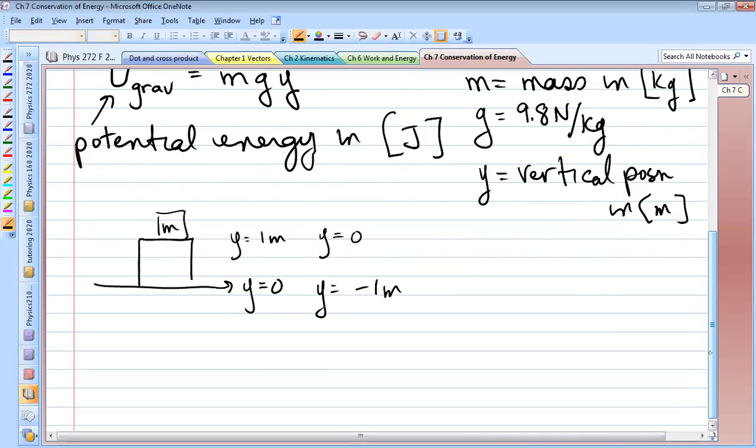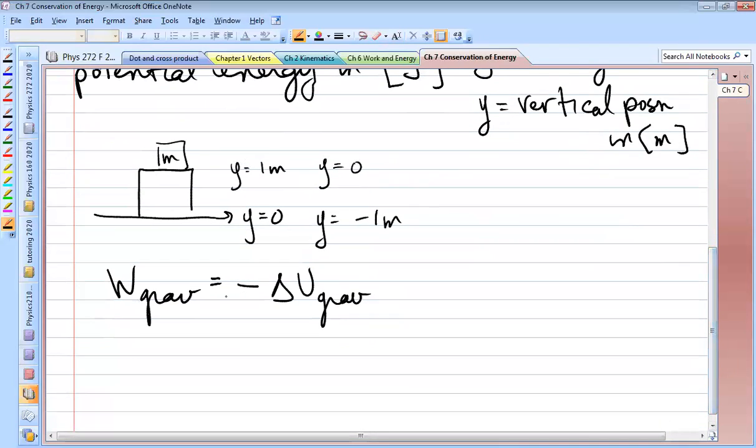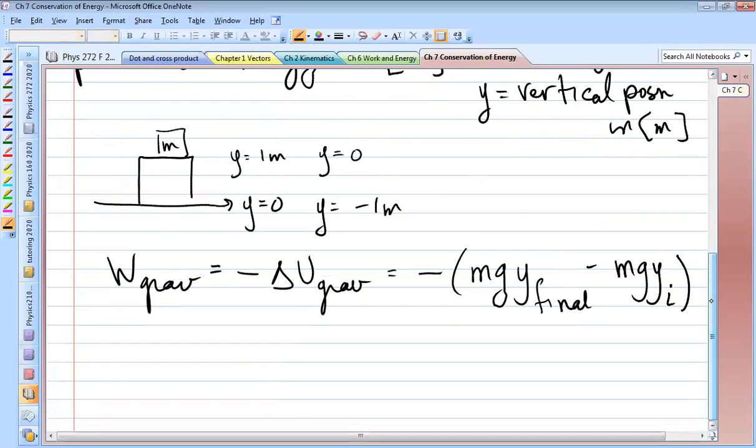Okay, so how does work relate to these potential energies? Well, the work done by gravity is equal to the negative change in potential energy. That is a definition for all potential energies. Work is always the negative change in potential energy. So this is negative mgy final minus mgy initial. Now the formula sheet uses 2 and 1, but how do you know which is initial and final? It's very important that it's the negative change, and change is always final minus initial.